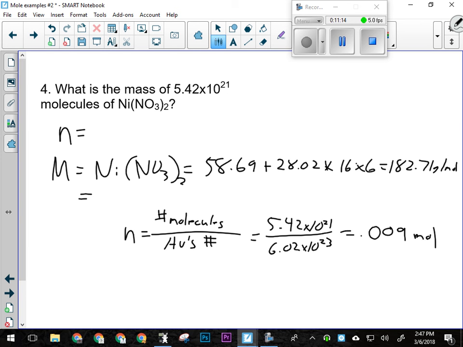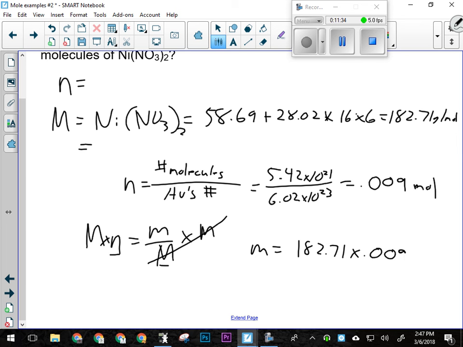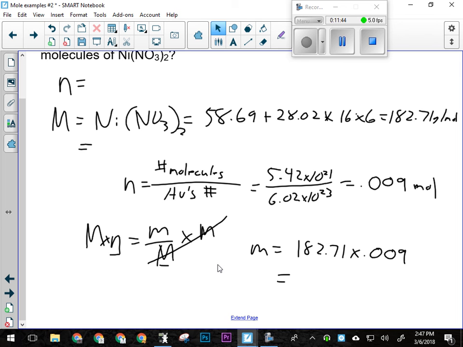Now that I have the number of moles, now I can use the mole equation. N equals little m over big M. I have N and big M, so I'm solving for little m by multiplying both sides by big M. All right, so mass is going to equal 182.71 times 0.009. All right, so I end up with 1.64 grams, somewhere in that area. Okay, it's a pretty small amount.